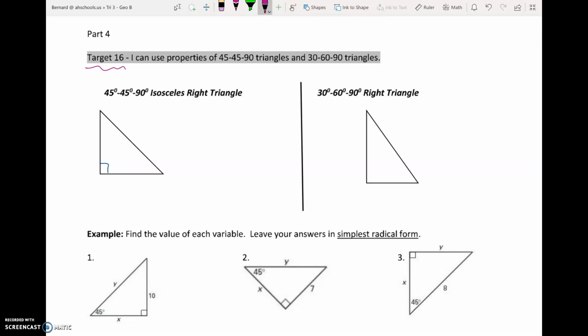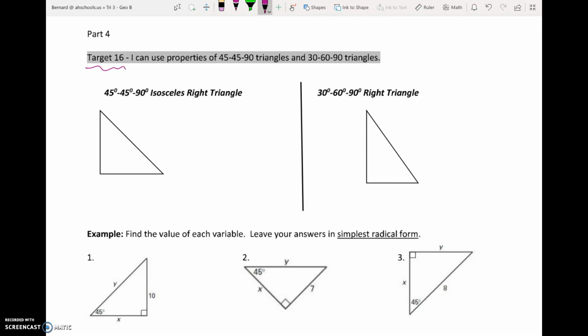Today we get into target 16, so it's a new learning target. It doesn't just deal with the Pythagorean theorem anymore, although that kind of thing still exists in all right triangles, but now we're going to talk about a different skill today. And our skill today is really going to be about pattern recognition.